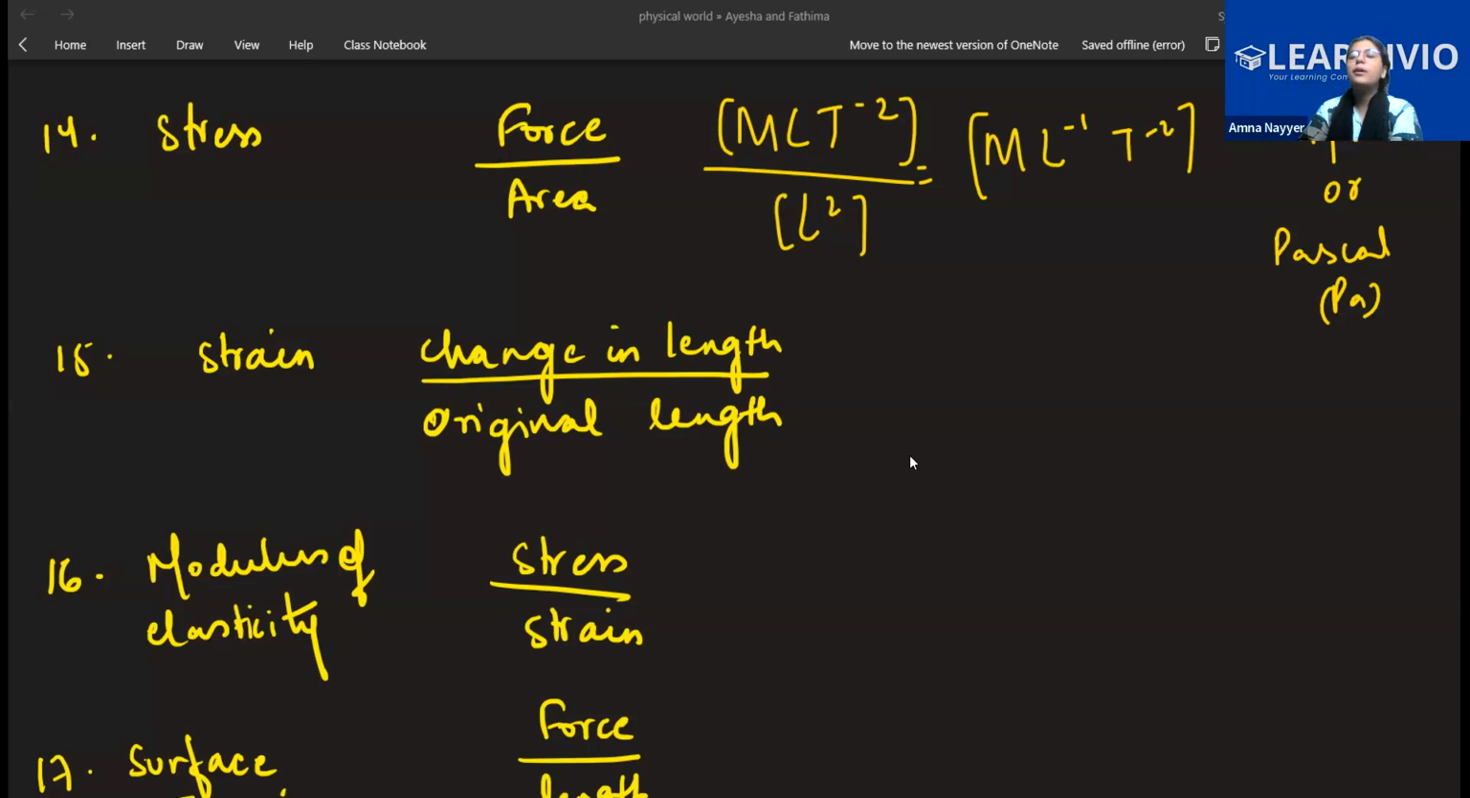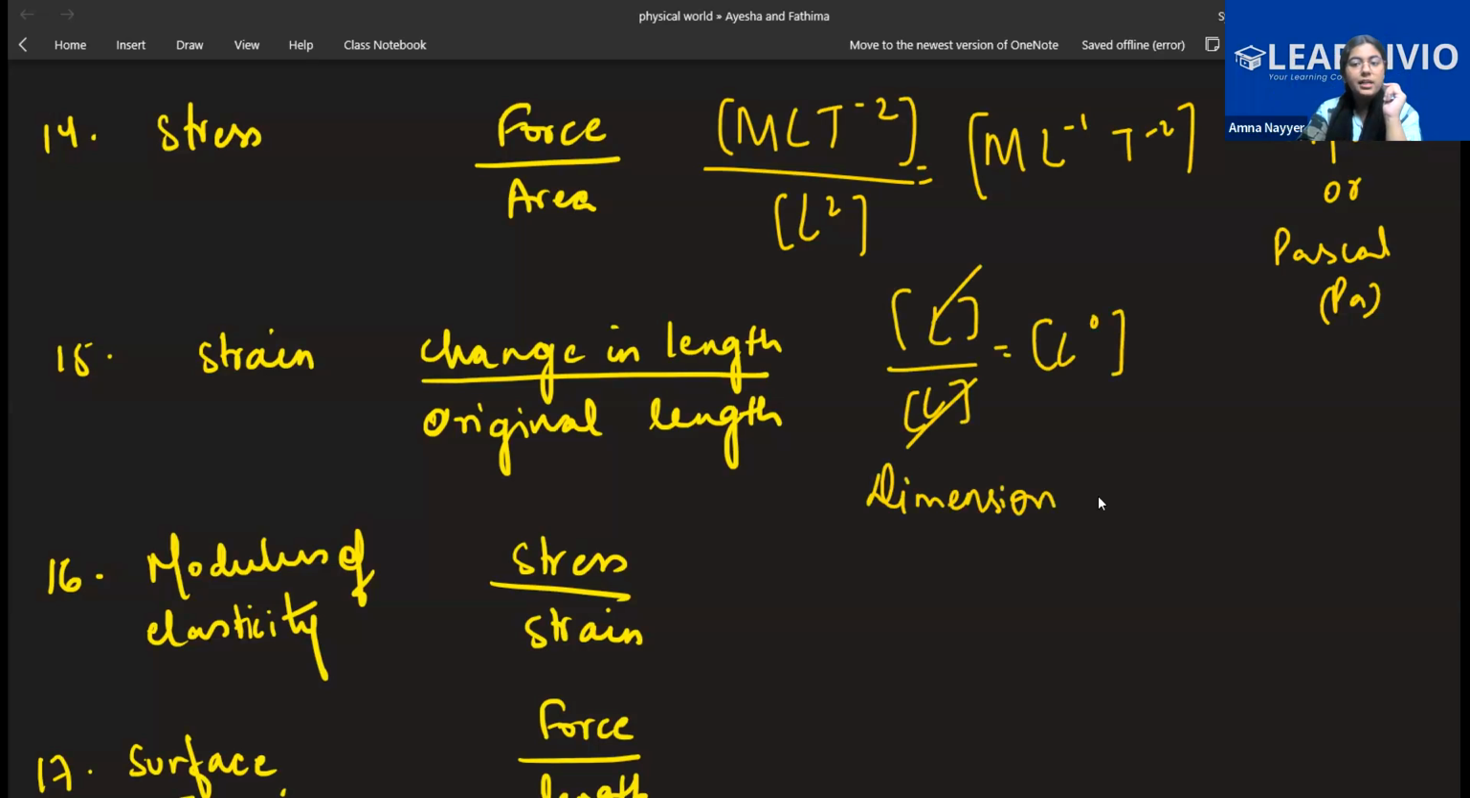So change in length by original length, but in dimensional analysis, both will have the formula of length only. So L to the power 0. Now look class, this is a dimensionless quantity again. One was our angle, second is this. But class, here this is unitless also. There is no unit for strain.